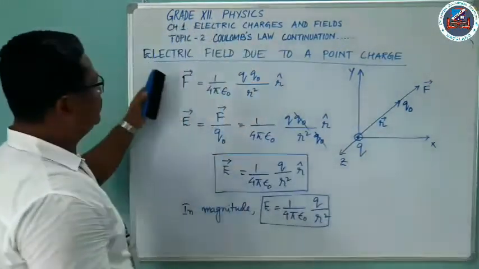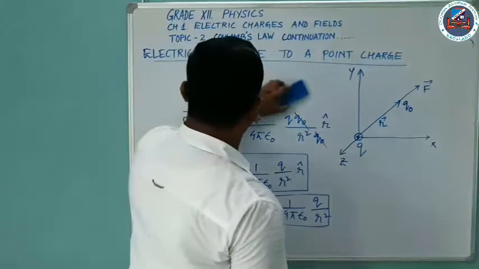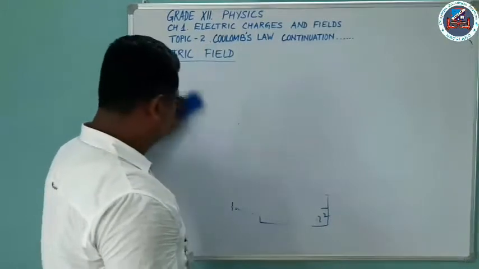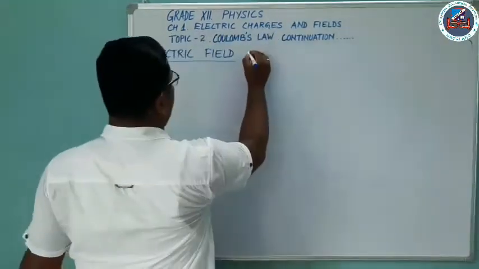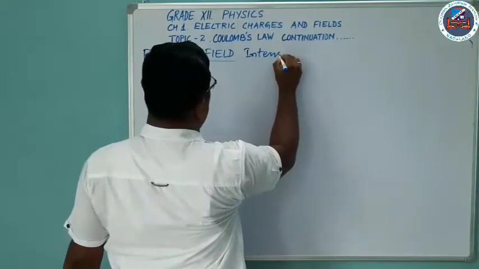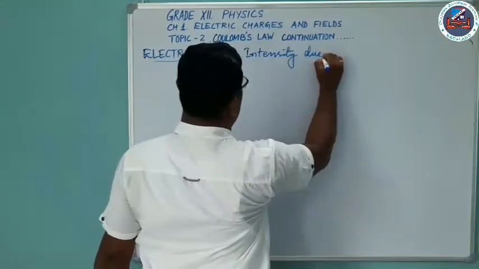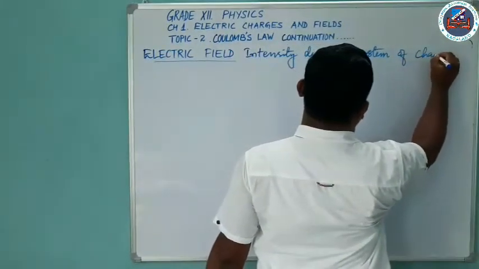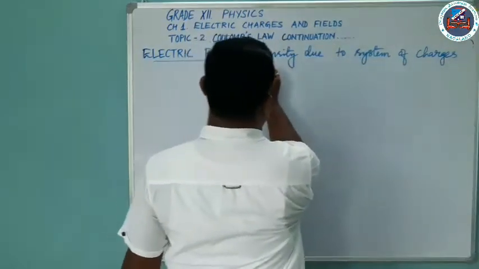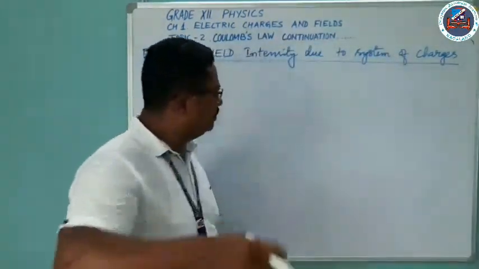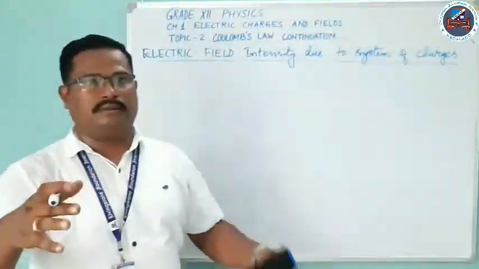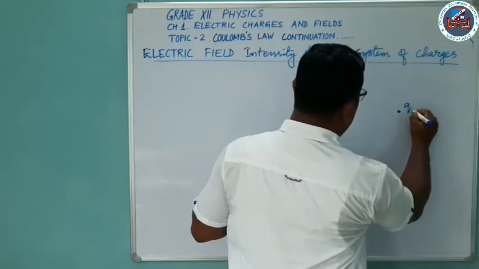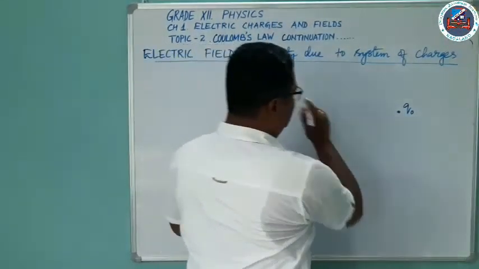Let us see electric field intensity due to a system of charges. When I say system of charges, it indicates that a large number of charges are present, and then we find how much electric field intensity Q naught will experience.